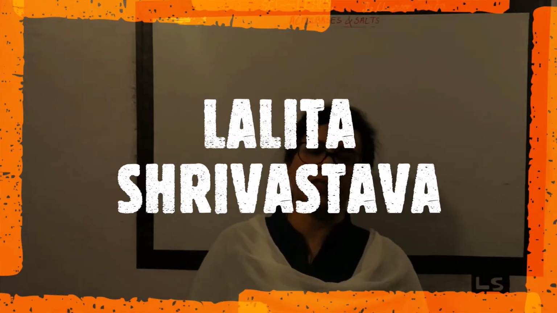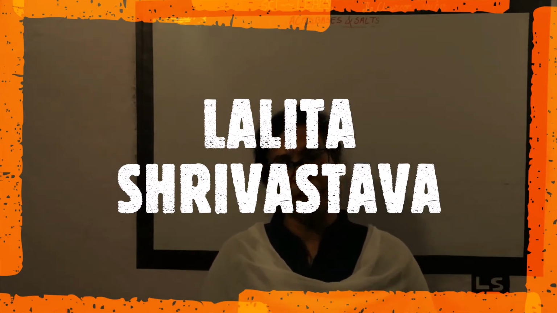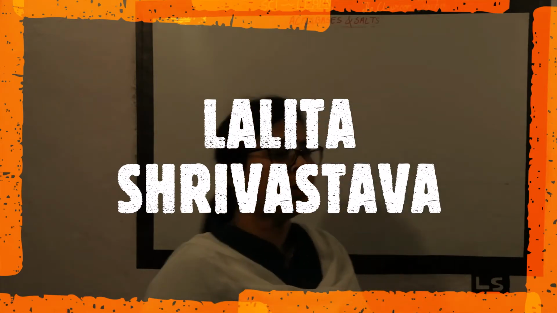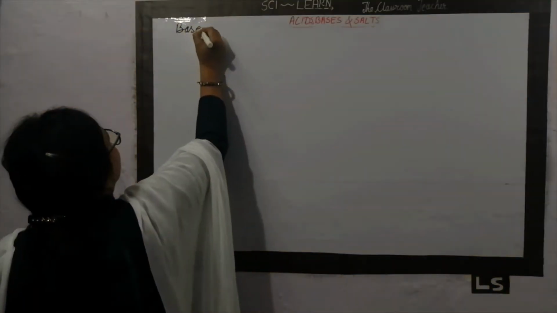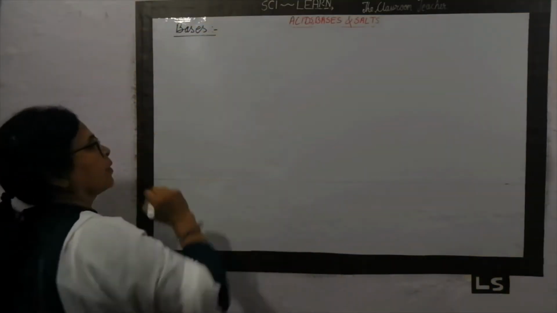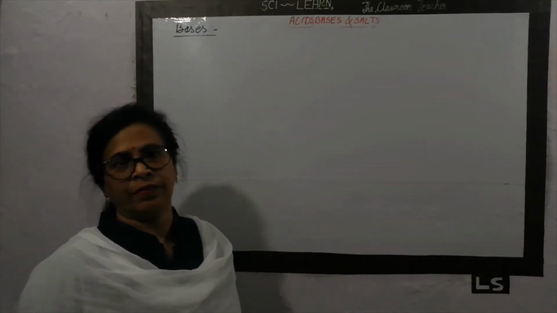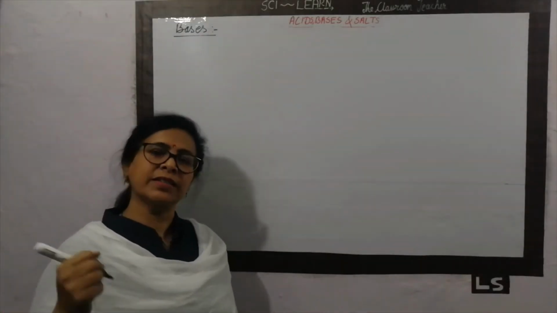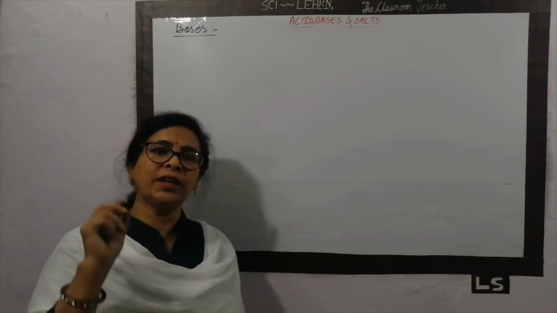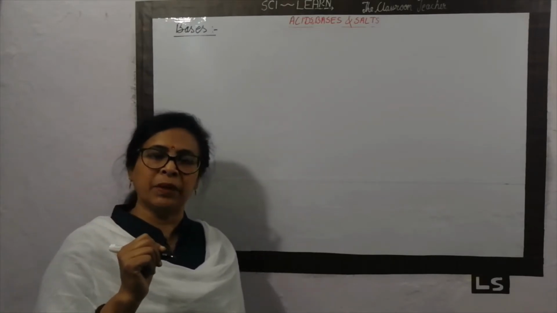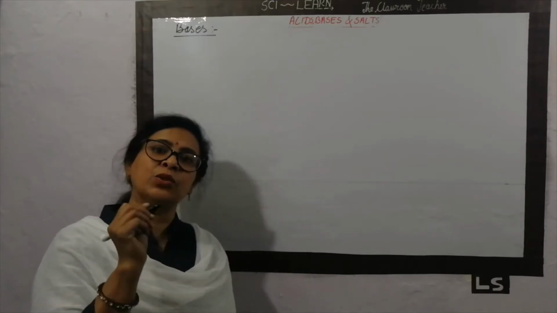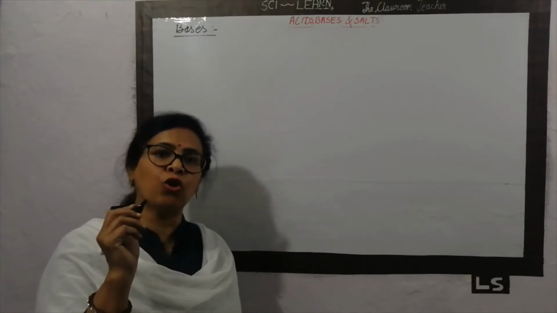10th CBSE. The same lesson, that is acids, bases and salts. Now today we are going to discuss the bases. As we defined acids as substances which dissociate H plus ion when they are mixed with water, the same here: bases are substances which dissociate OH, that is the hydroxy ion.